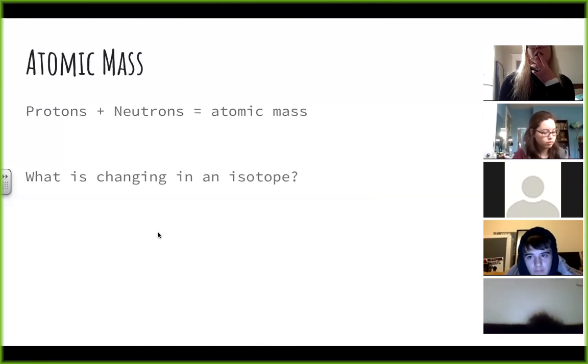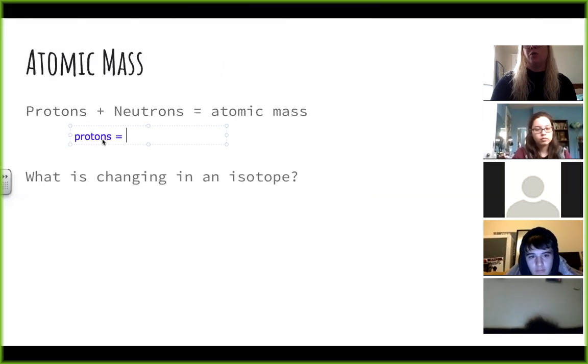All right, to answer your question, Jonathan, if we change the protons, we're actually going to change the element. Because remember, our atomic number, the number of protons, actually determines which element it is. So we cannot change the protons. Protons equals that element. That cannot change, otherwise we're going to be a different element. The neutrons are the only thing that we can change here, because that will change the atomic mass without changing the element.